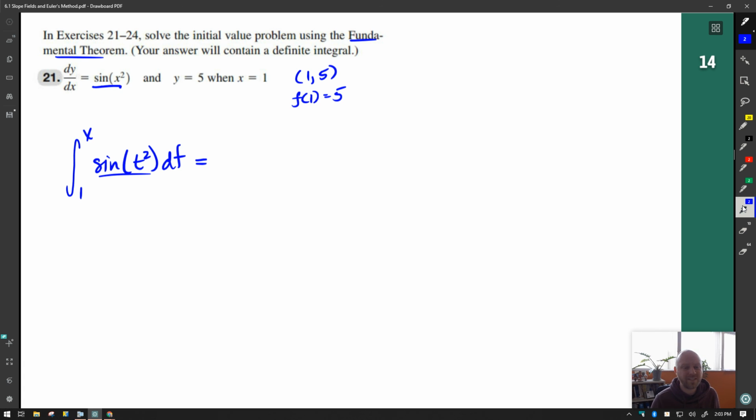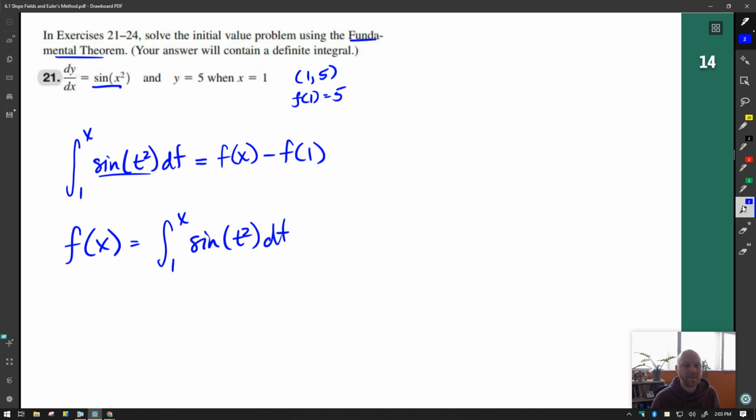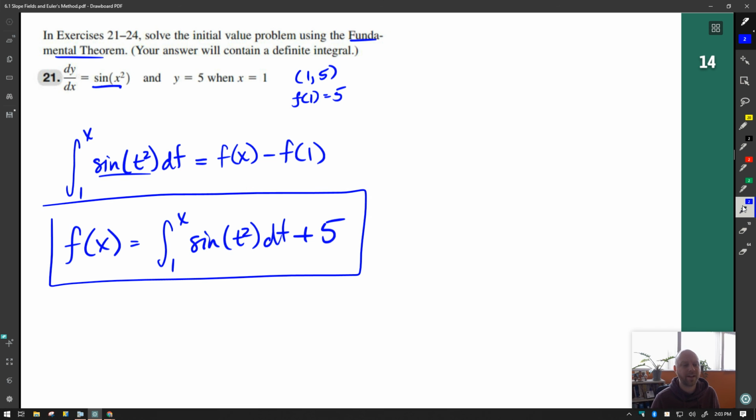This is the derivative as the integrand, so its actual antiderivative, the function evaluated at x minus the function evaluated at 1, which then means that f of x is equal to the integral from 1 to x of the sine of t squared dt, plus f of 1, and since f of 1 is 5, plus 5. There you have your answer for that one.